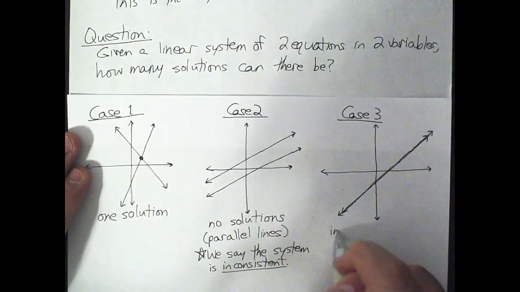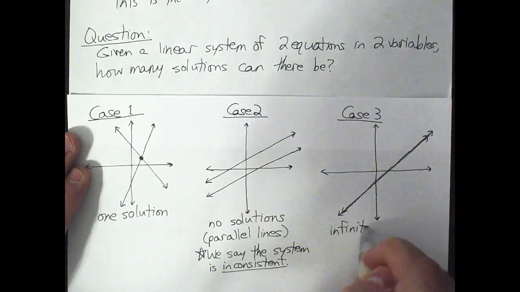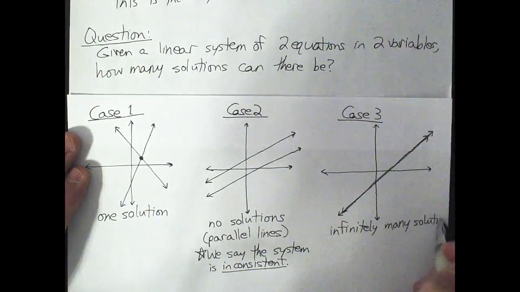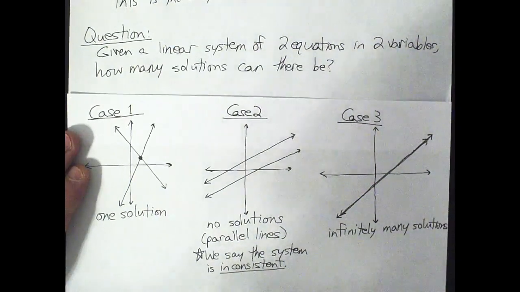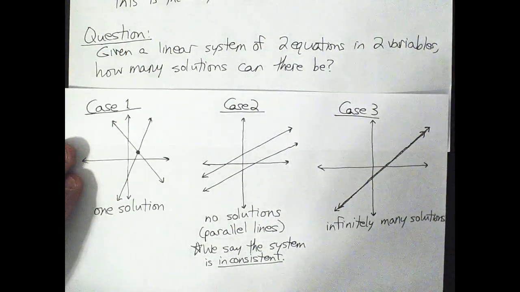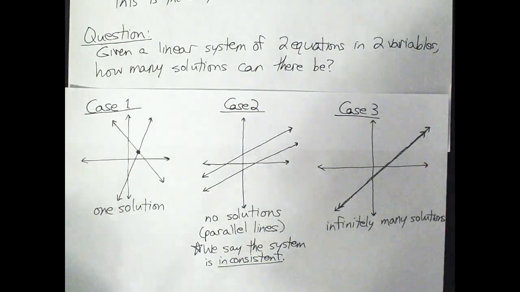And we say that there are infinitely many solutions. So the solution set would be a set that contains infinitely many elements. So these lines overlap exactly, or you could just think of them as being the same line twice. You could say, well, these two equations are really just the same exact line given to us twice. And those are the only three cases.